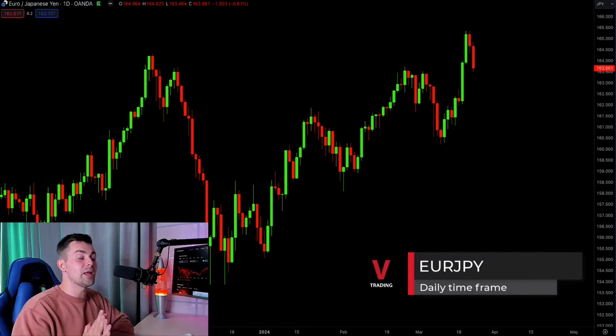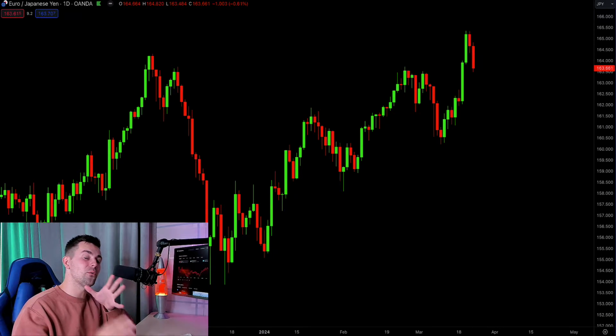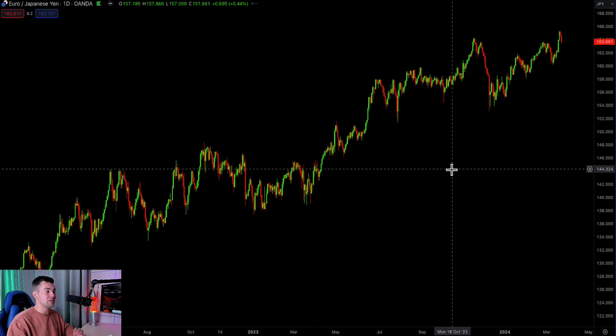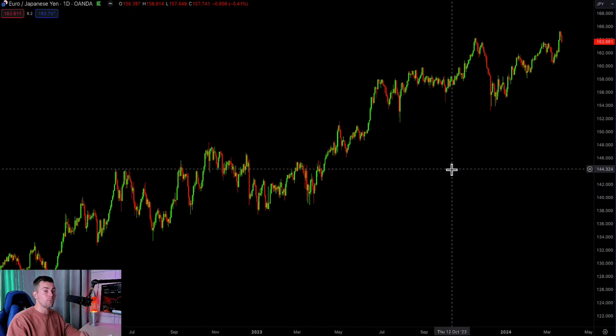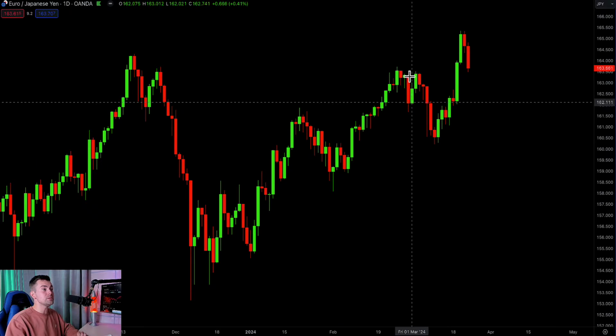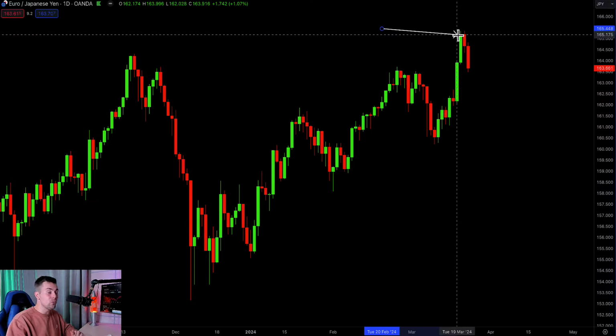The first pair that we will analyze is Euro Yen. We are on a daily time frame, and our task will be to identify where the market is going, what is the current market trend. Zooming out the chart, we can see that the global trend on the pair is obviously bullish. And then if we zoom in the chart, we can spot that just recently the pair set a new higher close on its daily. It confirms that the trend still remains bullish.